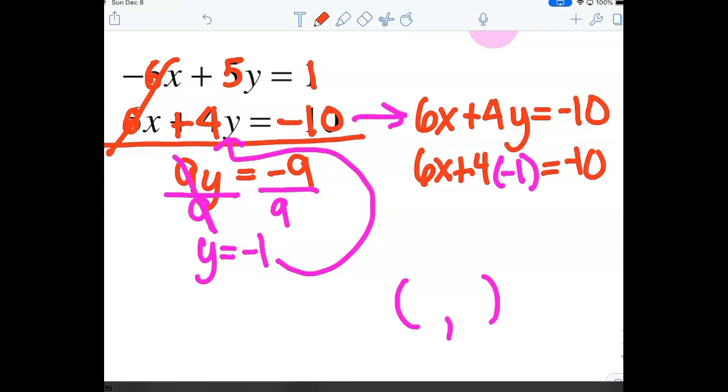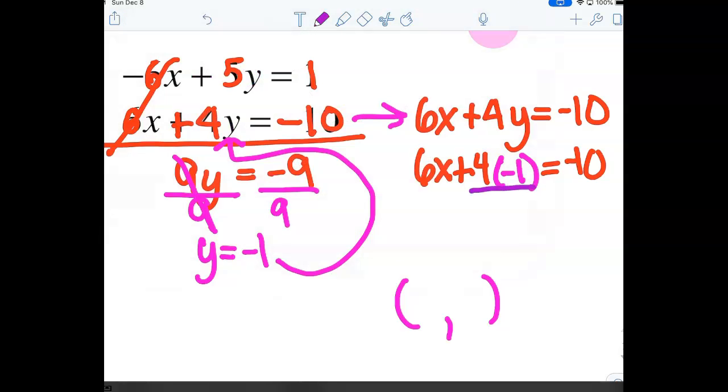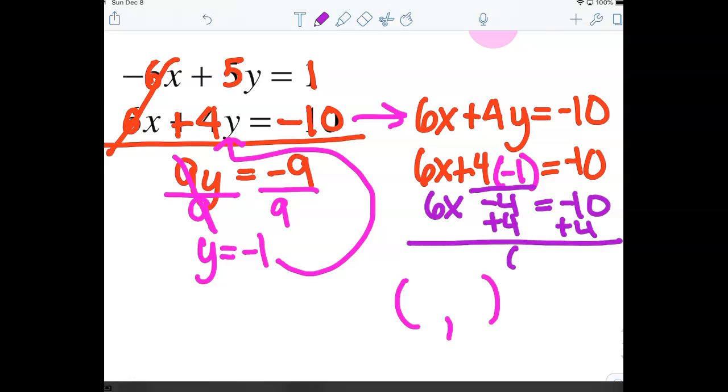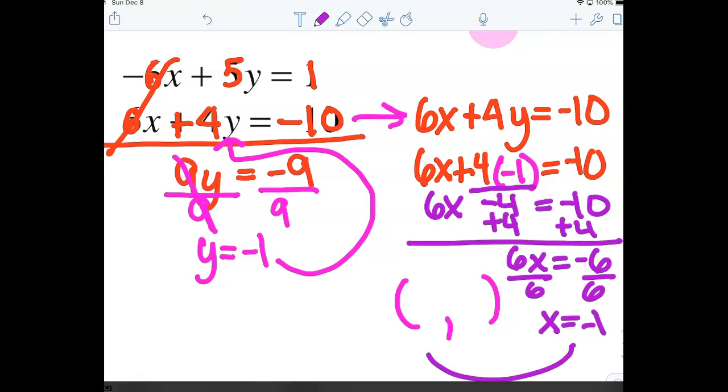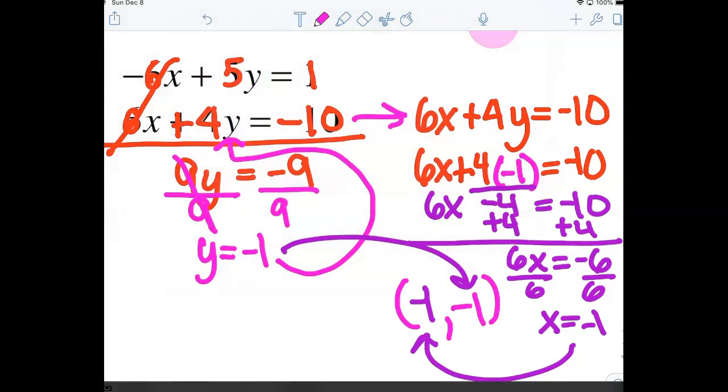Okay. So, poner la -1 en la y bajando. Now I need to solve. So I need to multiply that 4 times -1. I get -4 equals -10, 6x. I'm going to move the -4 first because it's farther away. It's easier to do. I get 6x equals -6. I'm going to divide by 6 on both sides, and I get x equals -1. The x goes into this first part. The y goes into the second part. And I'm done. It's in point form.